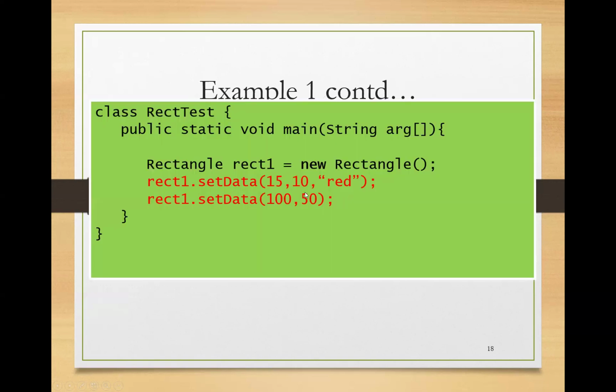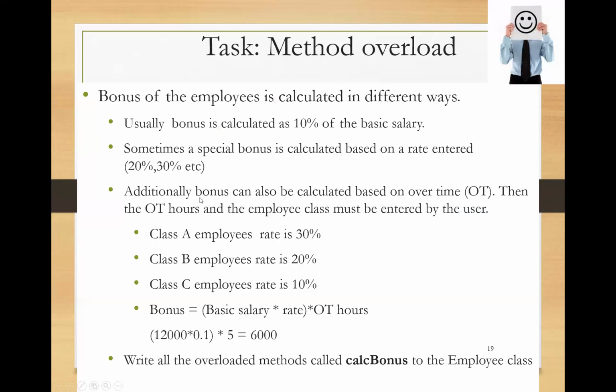Right, now for an example, if you pass 15, 10, red, that means int, string, then it would execute a method declared, set data, with integer, string. And if you pass only integers, then it will execute the method which has two integer parameters. Likewise, this is how you do it. Then take a screenshot of this one and do it as homework.